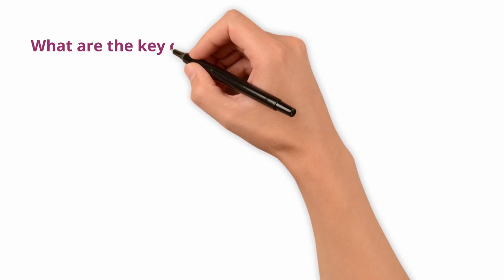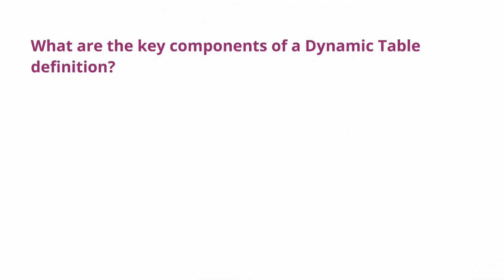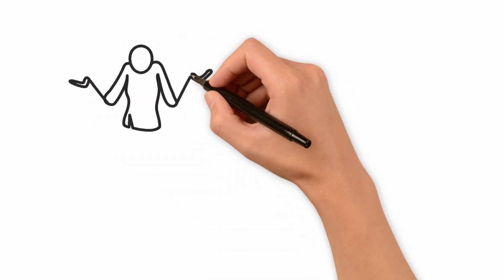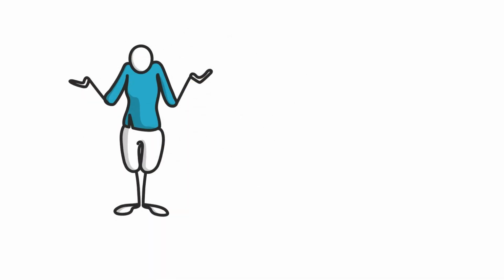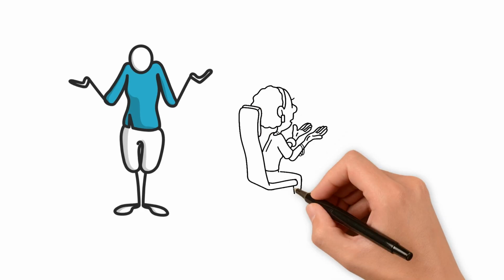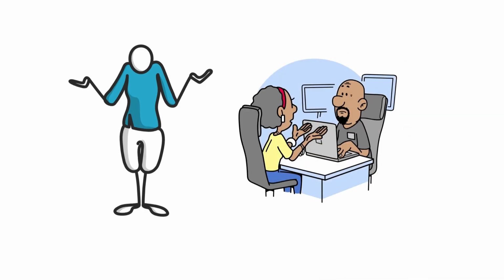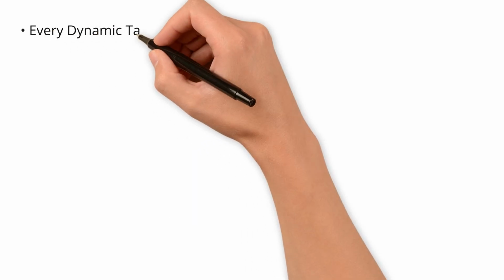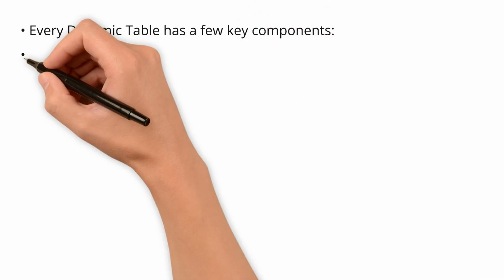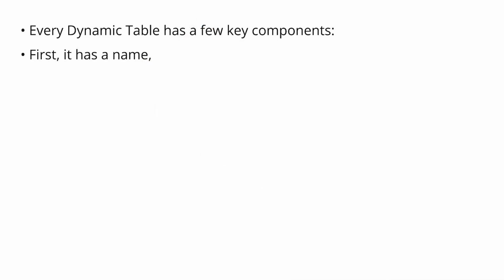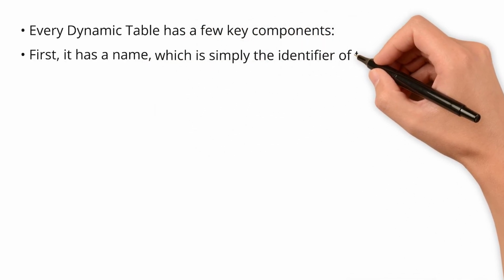All right, what are the key components of a dynamic table definition? This is a straightforward question, more fact-based than experience-based. Interviewers want to check if you know the basic building blocks of a dynamic table. A clear answer is: every dynamic table has a few key components. First, it has a name, which is simply the identifier of the table.